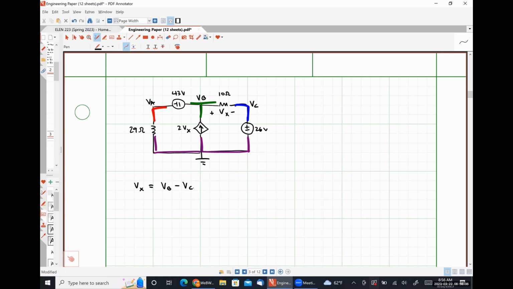I have 2 voltage sources, so I'm going to have 2 voltage relationship equations. What are they going to be? So 26 volts is equal to VC. 43 volts is equal to VA minus VB. Okay.